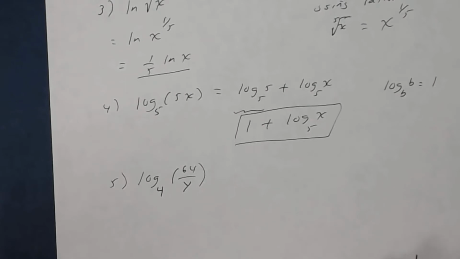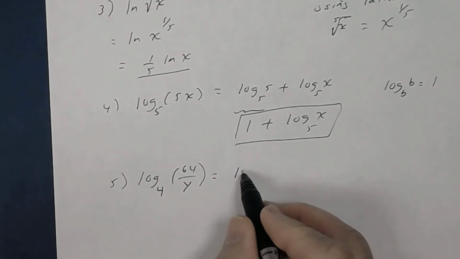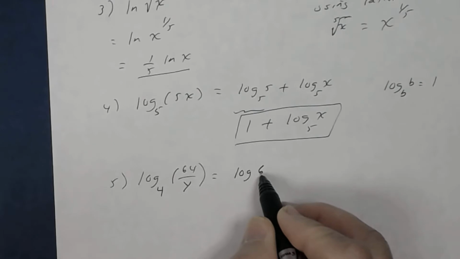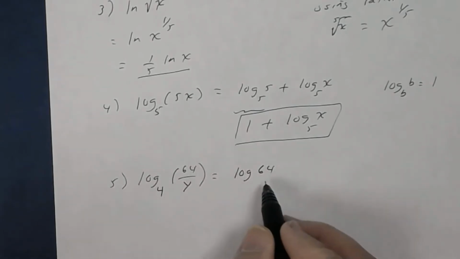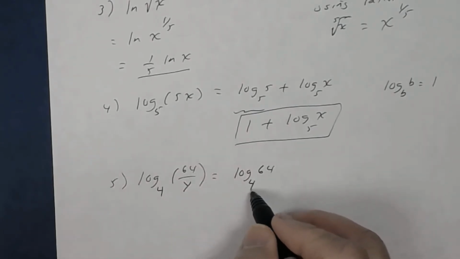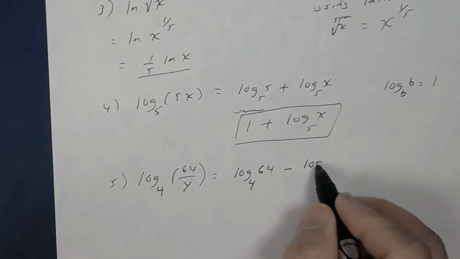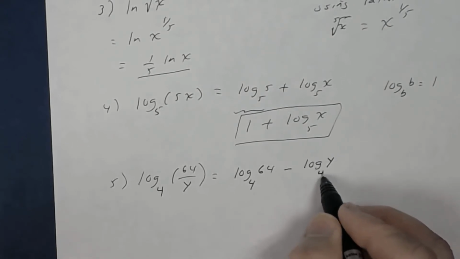Log of 64 divided by y base 4. Okay, so here I'm going to say, well, that's going to be the log of 64. So I'm taking the log of a quotient, so we use the quotient rule: log of 64 base 4 minus the log of y base 4.